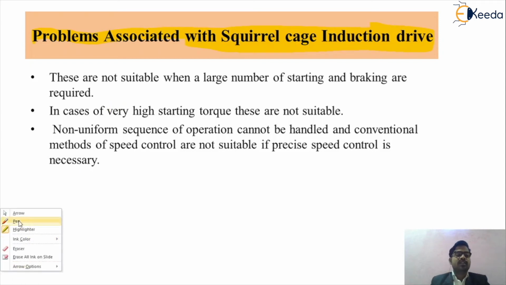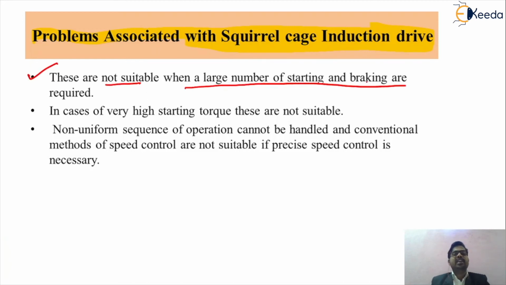So the first problem associated with the squirrel cage induction motor is that these are not suitable when a large number of starting and braking operations are required, because when a large number of starting and braking operations are required, we have to prefer another type of motor which is designed for high starting and braking torque. The second problem is that in case of very high starting torque, these are not suitable. So obviously the braking and the starting torque will be larger, so that's why this is not suitable.